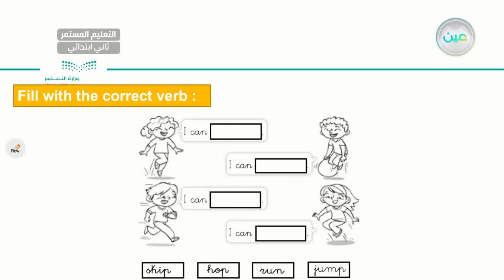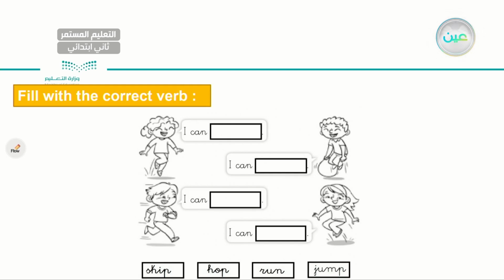Let's try to revise. I gave you this one as homework. I hope you have done it by now. Fill in the correct verb. I gave you all the pictures here, and I gave you the verbs below. Let's start by reading the verbs: skip, hop, run, and jump. Okay, let's try to complete I can what. For the first girl, what can she do? I can skip, I can hop, I can run, or I can jump.